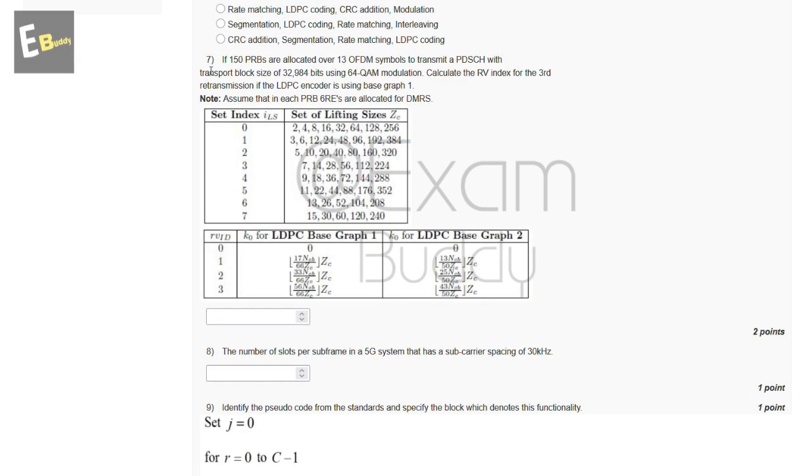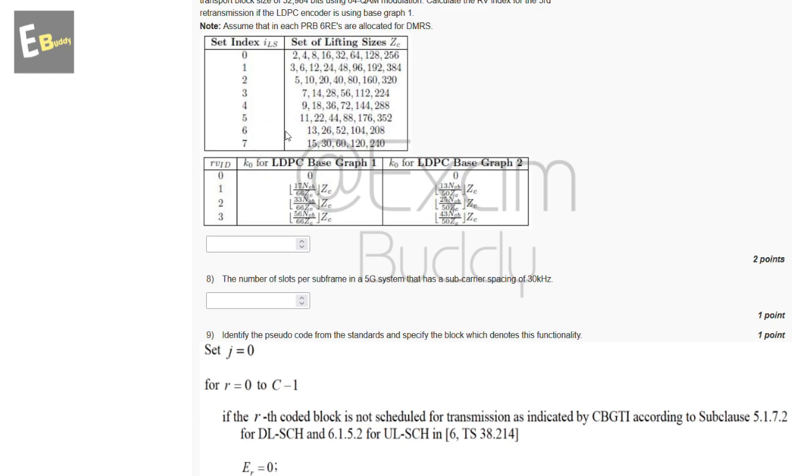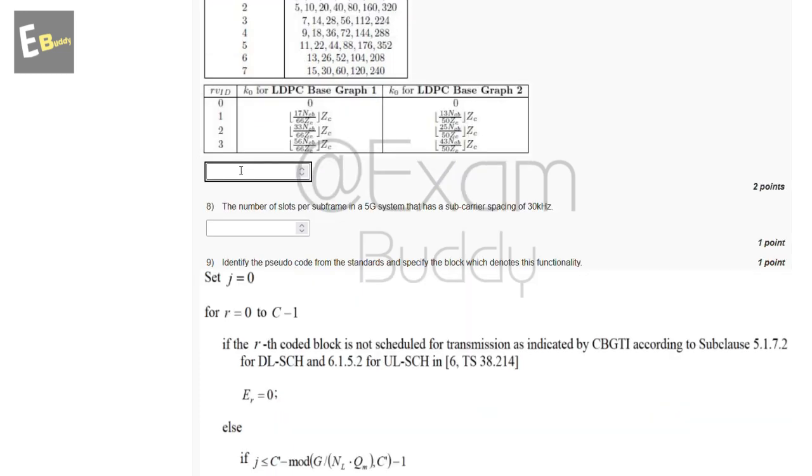Now the seventh question is: if 150 PRBs are allocated over 13 OFDM symbols to transmit a PDSCH with a transport block size of 32,984 bits using 64 QAM modulation, calculate the RV index for the third retransmission if the LDPC encoder uses base graph 1. Note, assume that in each PRB 6 REs are allocated for DMRS. So the answer of our seventh question is 3.